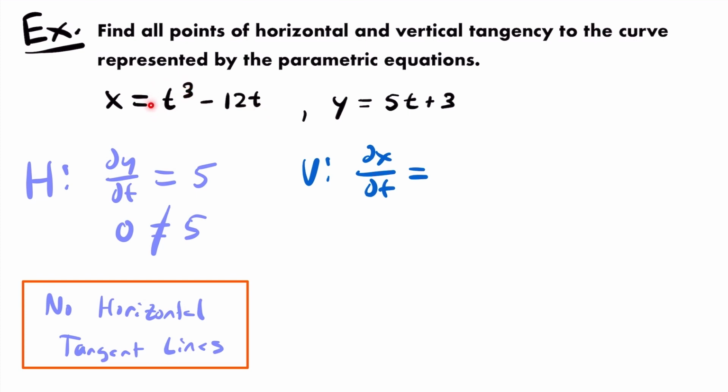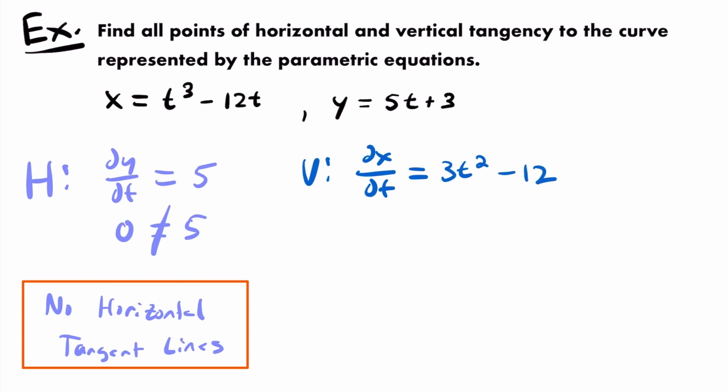We'll multiply that 3 down and subtract 1 from the exponent. So we'll have 3t squared, right? We multiply the 3 down, and then 3 minus 1 is 2. And then the derivative of negative 12t will be negative 12 because the derivative of t to the first power will just be that coefficient. So we have 3t squared minus 12.